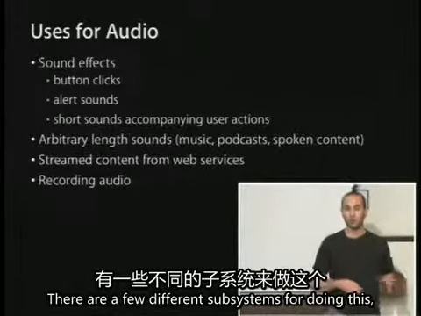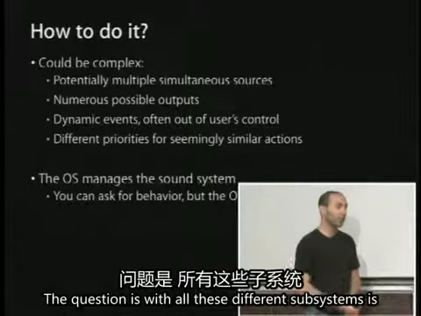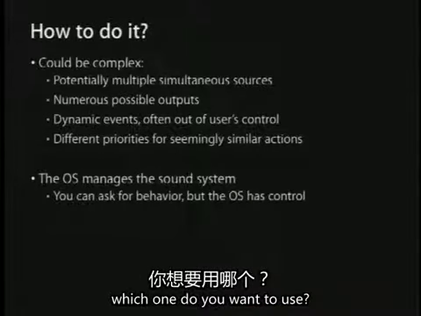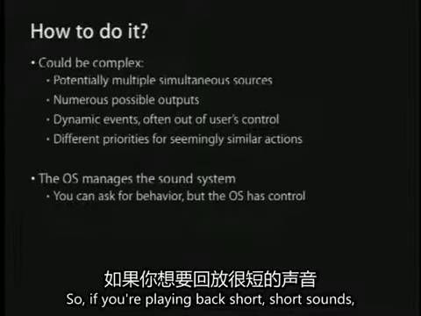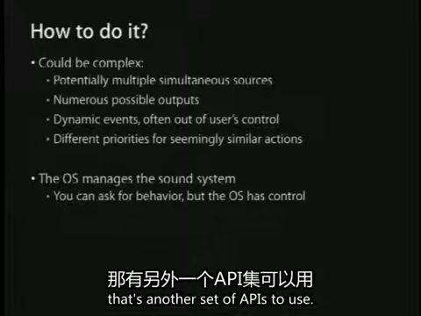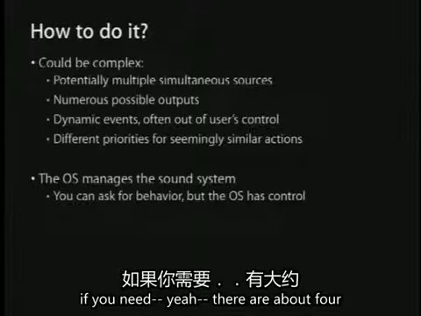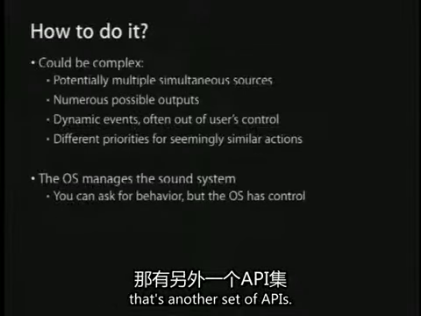There are a few different subsystems for doing this, and I'll take you through all the different ones. The question is, with all these different subsystems, which one do you want to use? And the answer is that it depends how complex the task is that you want to do. So if you're playing back short sounds, there's one set of APIs to use. If you need mixing of different streams of audio, that's another set of APIs to use. There's about 4 or 5 different APIs. If you need spatial rendering, that's another set of APIs.